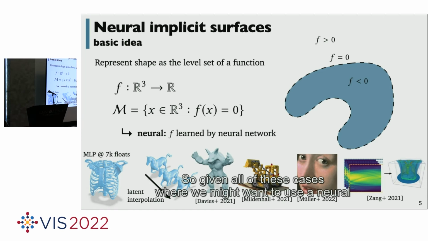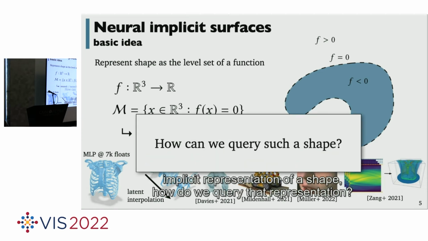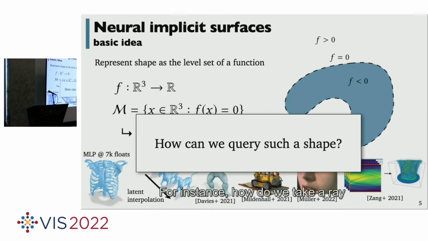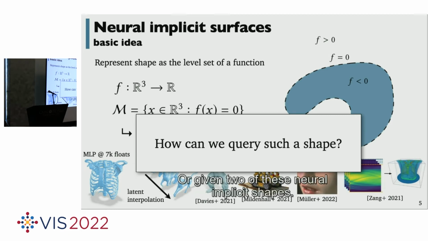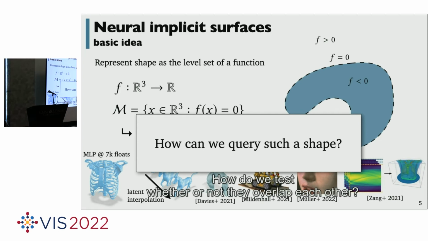So given all of these cases where we might want to use a neural implicit representation of a shape, how do we query that representation? For instance, how do we take a ray that we want to cast in space and find where it intersects the surface? Or given two of these neural implicit shapes, how do we test whether or not they overlap each other?